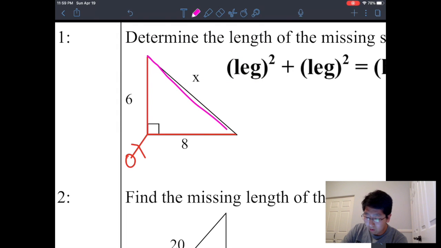And guess what? The third length is going to be the hypotenuse, or the long side. And notice that it's across from our right angle right here. Okay? So that's going to help us.